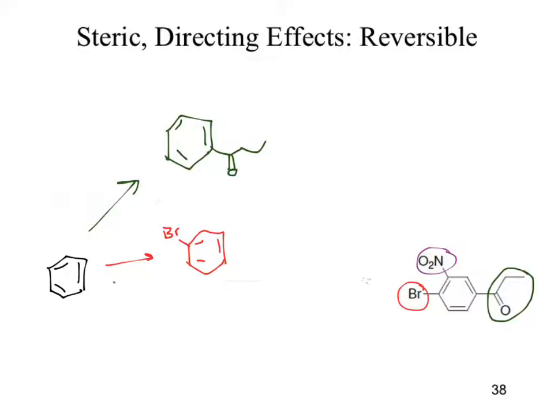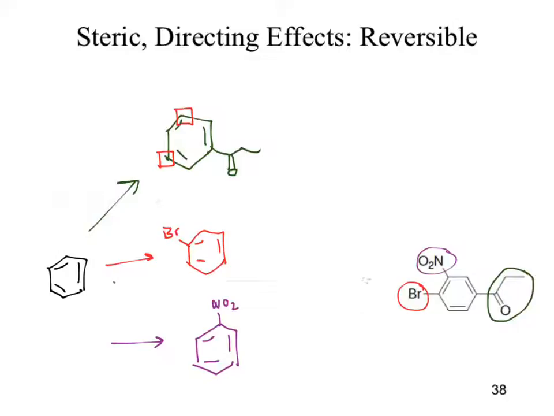What was my last color? Purple. So if we did the green one first, what happens? It's going to direct the next substitution to happen at the meta position to it, which would be those two positions.